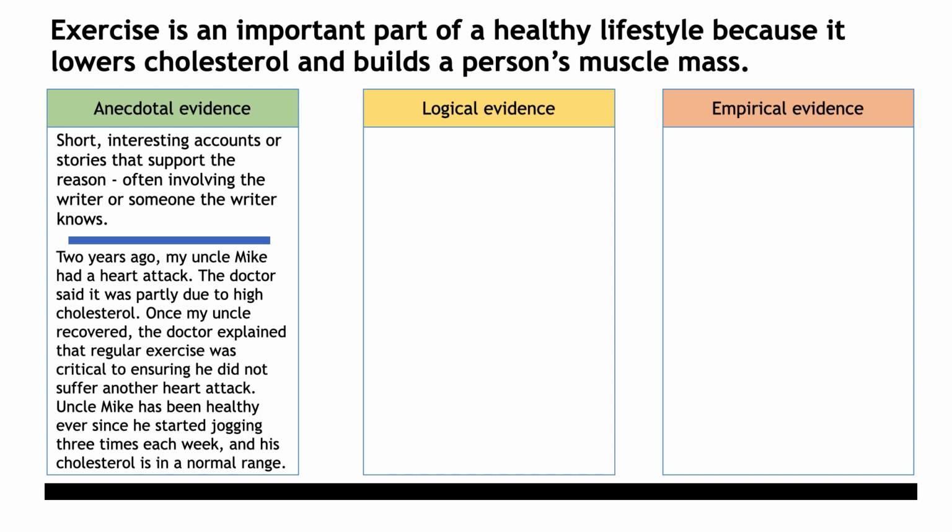Thinking about our example thesis, exercise is an important part of a healthy lifestyle because it lowers cholesterol and builds a person's muscle mass. One anecdote or piece of anecdotal evidence we might want to use could read something like this. 2 years ago, my Uncle Mike had a heart attack. The doctor said it was partly due to high cholesterol. Once my uncle recovered, the doctor explained that regular exercise was critical to ensuring he did not suffer another heart attack. Uncle Mike has been healthy ever since he started jogging 3 times a week, and his cholesterol is in a normal range.